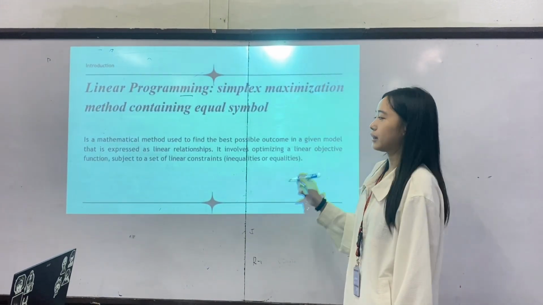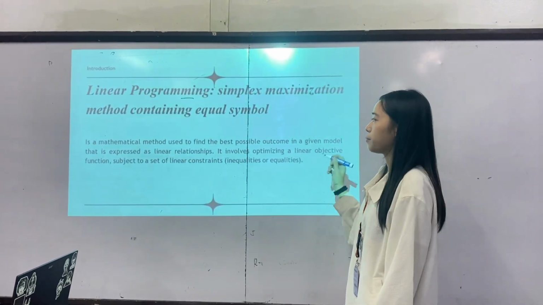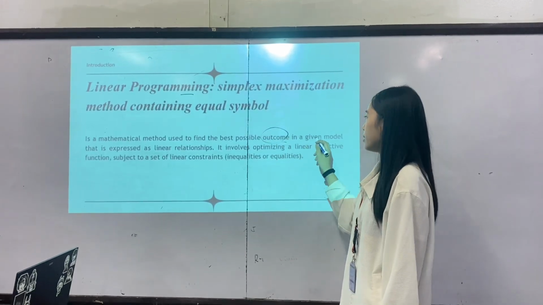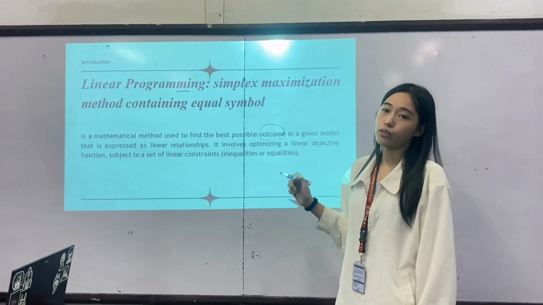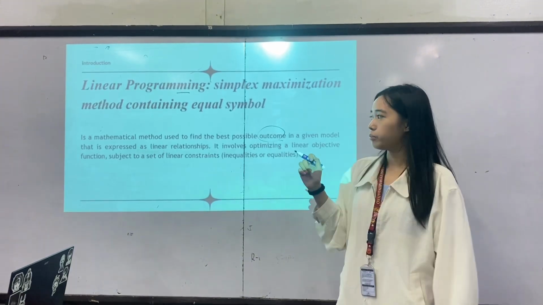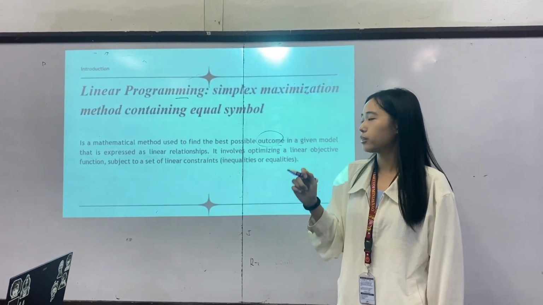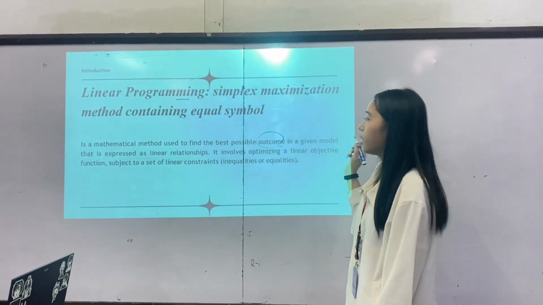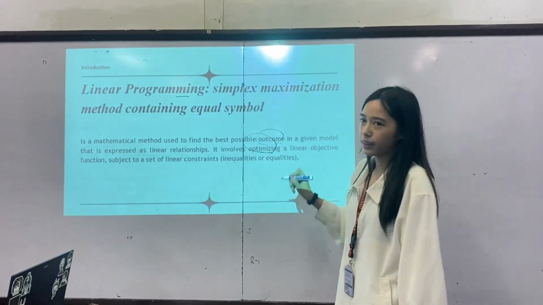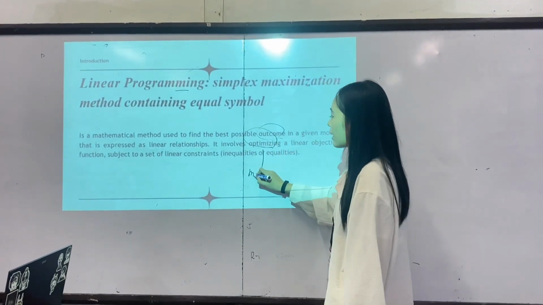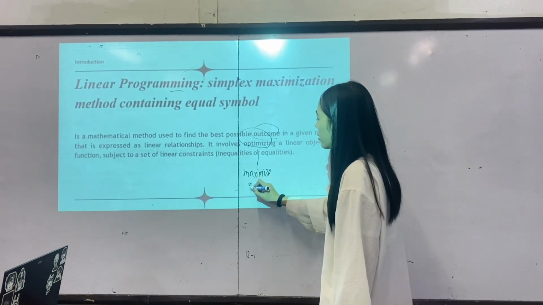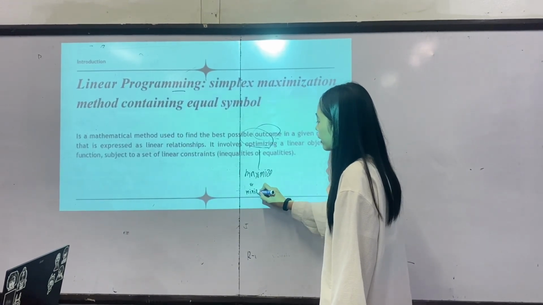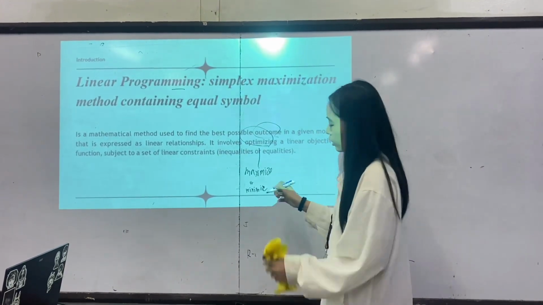linear programming is a mathematical method used to find the best possible outcome in a given model that is expressed as a linear relationship. It involves optimizing a linear algebraic function subject to a set of linear constraints. So, what is optimizing? Optimizing is whether we maximize or minimize our target-based situation.